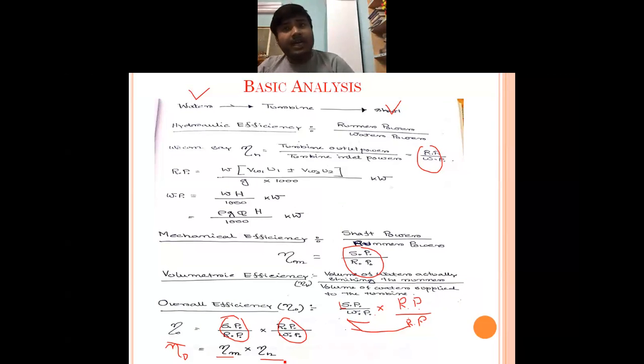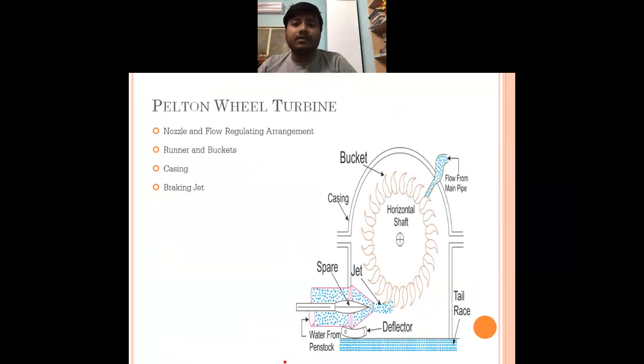Okay. So already I have explained what the Pelton turbine is, that means how the Pelton turbine is classified. Just remember my words: high head, low specific speed, tangential flow, impulse turbine. So that was the Pelton wheel, the Pelton turbine. So we'll see the construction of the Pelton wheel. You can see this is the Pelton wheel.